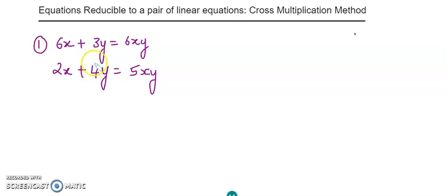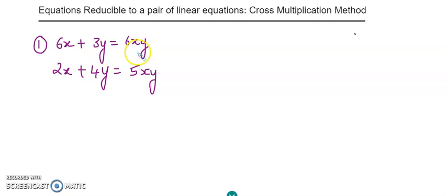So what should we do here? We cannot have the variables x and y multiplied to apply cross multiplication. So what should we do? We have to divide the whole equation by xy. The first step is the division. We are going to change equations 1 and 2 into the simpler, actual linear equation format, and then we'll apply the cross multiplication.